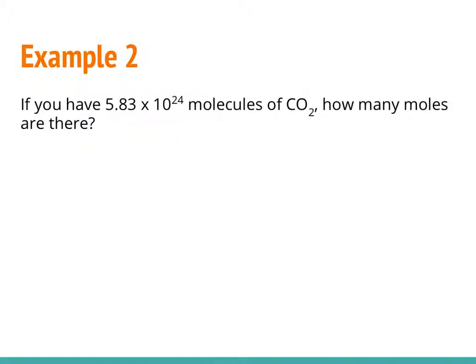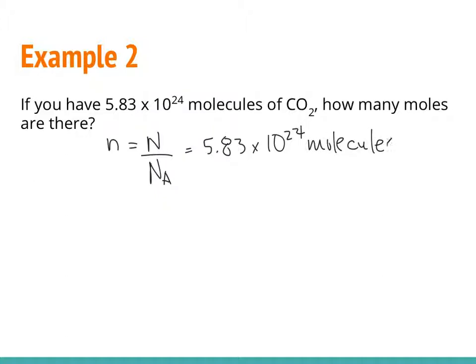Let's try another example then. If you had 5.83 times 10 to the 24 molecules of carbon dioxide, how many moles are there? For this one, we're solving for the number of moles, or little n. So that means we need to take the number of molecules and divide it by Avogadro's constant. Plugging in our numbers then, we've got 5.83 times 10 to the 24 molecules, and we're dividing that by 6.02 times 10 to the 23.